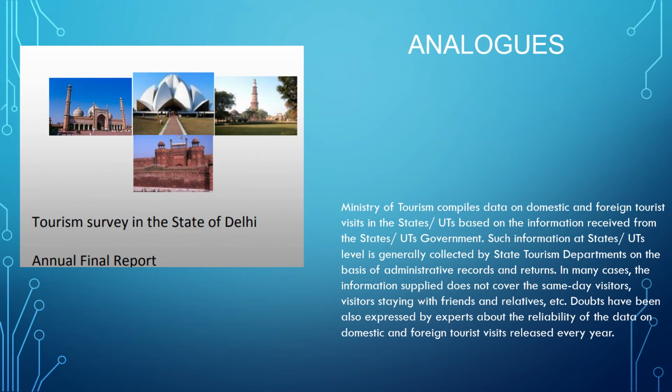Analogs. The Ministry of Tourism compiles data on domestic and foreign tourist visits in the states and UTs based on the information received from the states' and UTs' governments. Such information at the states level is generally collected by state tourism departments on the basis of administrative records and returns. In many cases, the information supplied doesn't cover same day visitors, staying with friends and relatives, etc. Doubts have also been expressed by experts about the reliability of the data on domestic and foreign tourist visits released every year.